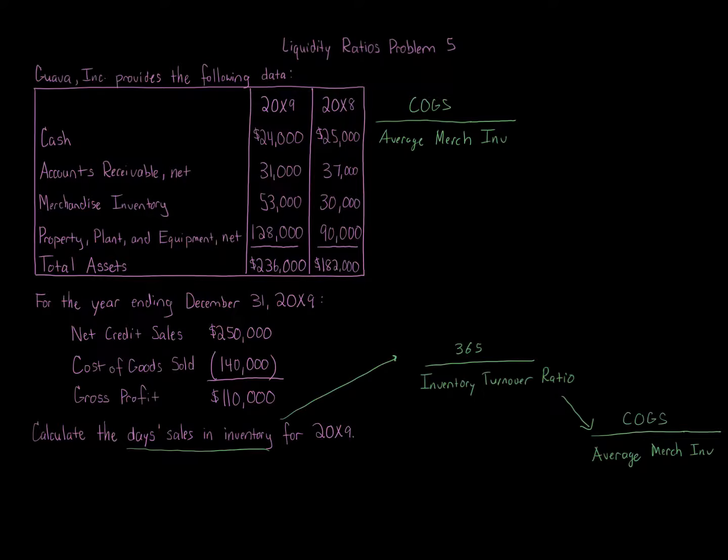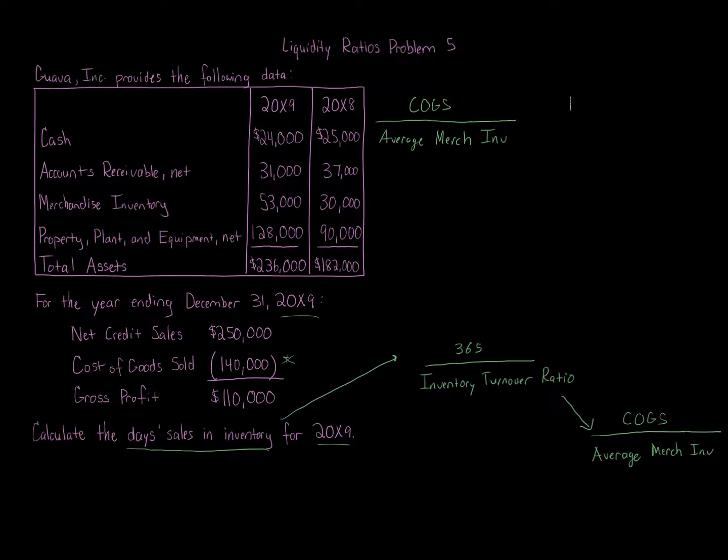We're asked about 20x9, and in past problems we've eliminated 20x8, but we're actually going to need it for the average merchandise inventory, and I'll show you why. It might not make sense at first, but I'll explain why. So we have our cost of goods sold. We're looking at 20x9. We're told for 20x9, our cost of goods sold is $140,000.